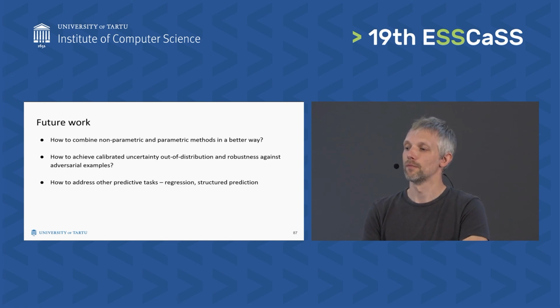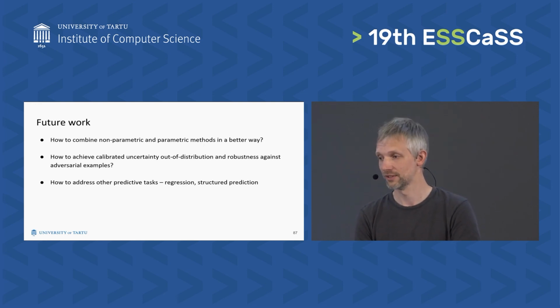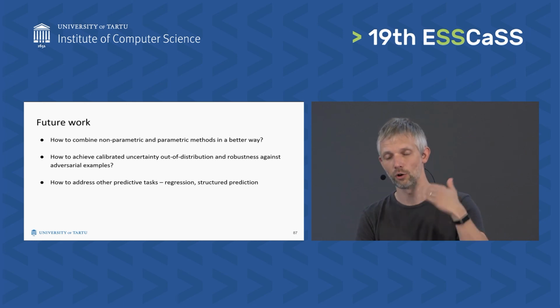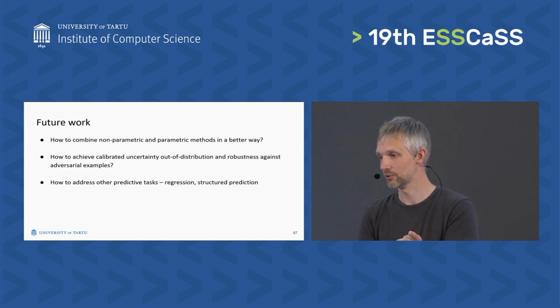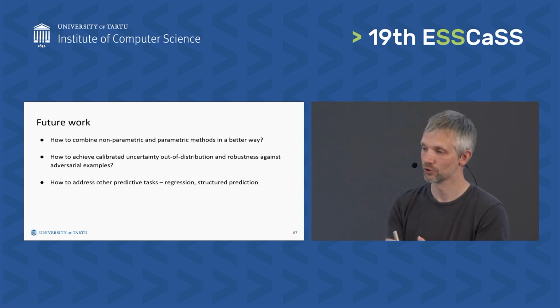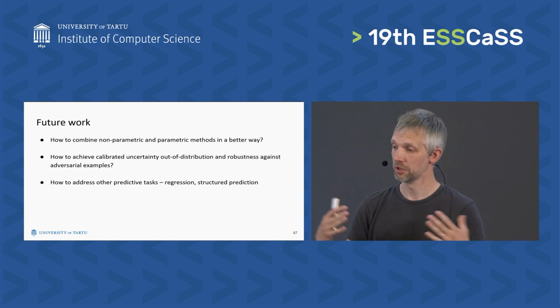And then I talked about classification, but you could also consider regression. Uncertainty there means that instead of predicting or outputting only a single real value, as you typically do in regression, you also want to have a distribution around that value. Could be a Gaussian, could be anything else.